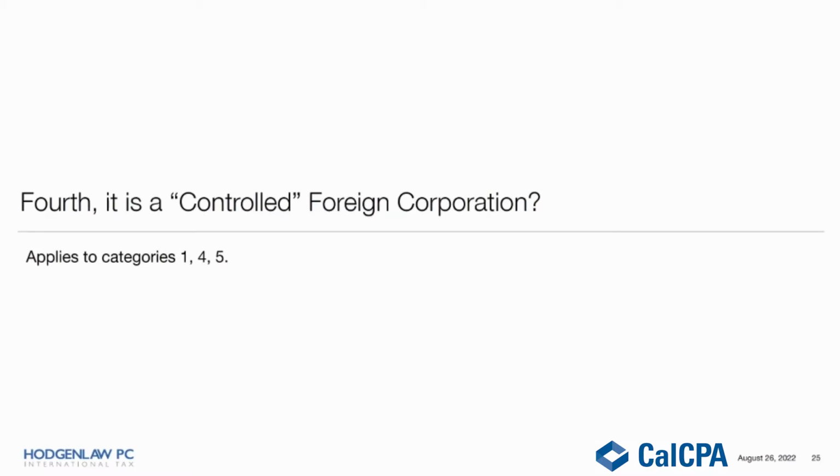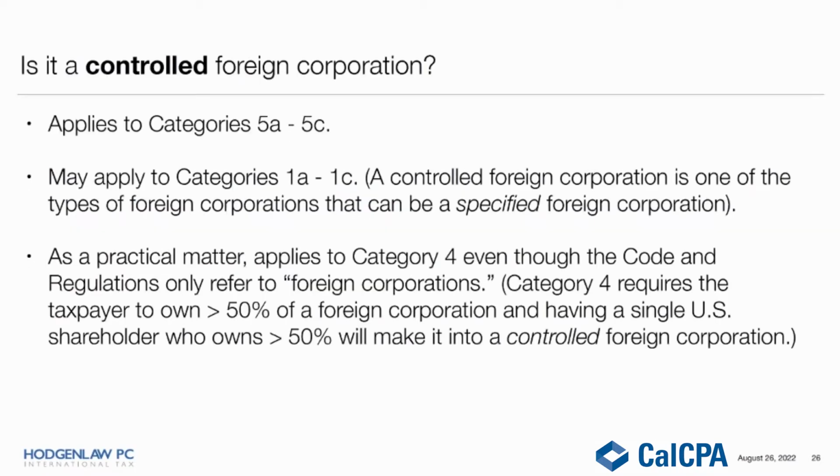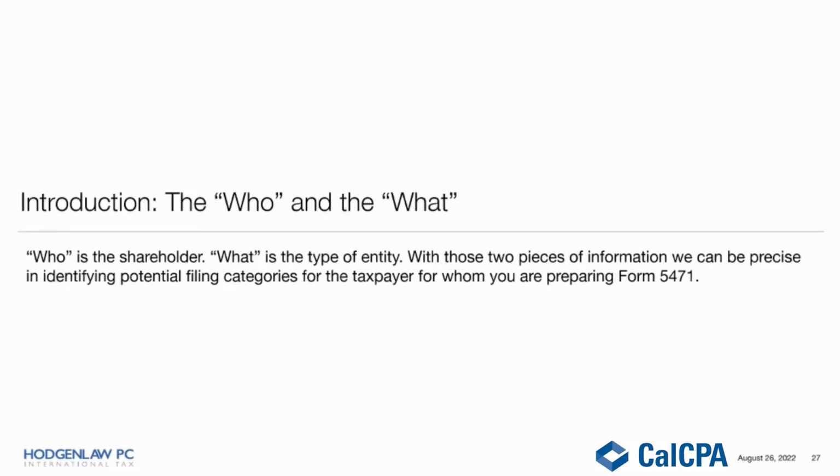Finally, another one you need to look at is: is it a controlled foreign corporation? And this is a category 5 problem. It also indirectly is a specified foreign corporation category 1 problem, because one of the types of specified foreign corporations is a controlled foreign corporation. And as a practical matter, category 4, as we'll see, just the way it's phrased, by definition, if you're category 4, you're a controlled foreign corporation. So those are the players, the who and the what.